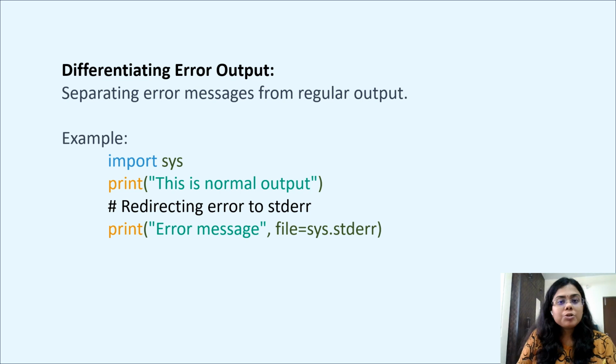Differentiating error output. Even though error messages are a kind of output, it is very crucial to differentiate an error output from a correct output. In such cases, we use the standard error stream. This will enable us to redirect it to an error file, which captures all the error details regarding that particular program.